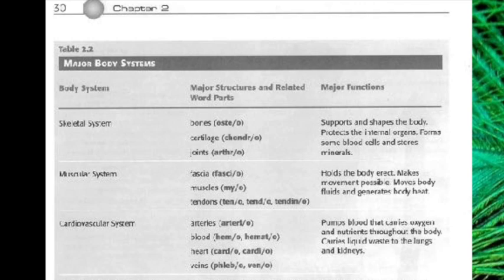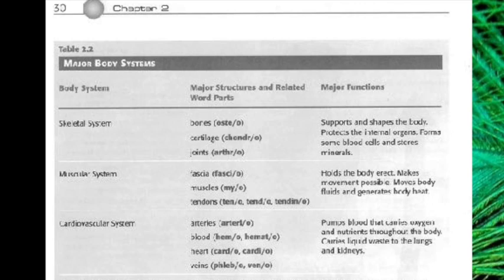Next, we have the muscular system. The muscular system holds the body erect, makes movement possible, moves body fluids, and generates heat. We have three different areas to focus on here. The fascia, connective tissue. The word root is fascio. We have muscles, the actual things that move us around. The word root for muscles is myo. And then we have tendons, which connect muscles. We have tendo and tendono as the word roots for tendons.